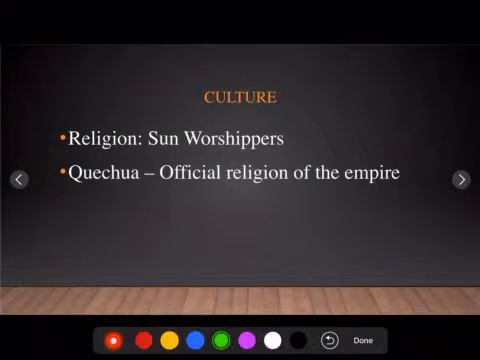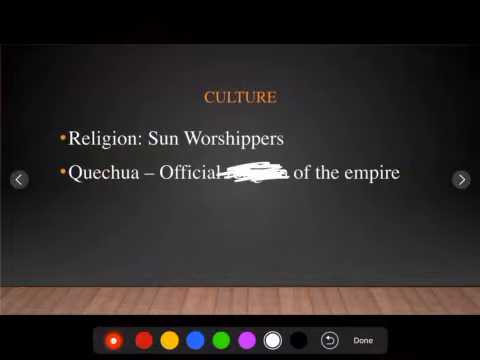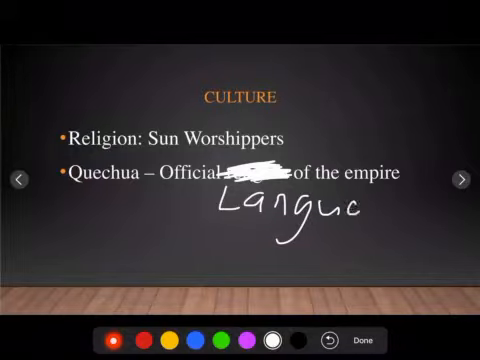All right. For their culture, they were sun worshippers. That was their main religion, like we've talked about with the Aztecs. They knew that the sun was very good, and they wanted it to keep coming up every day. So they worshiped the sun. No human sacrifice. And their official language was Quechua.